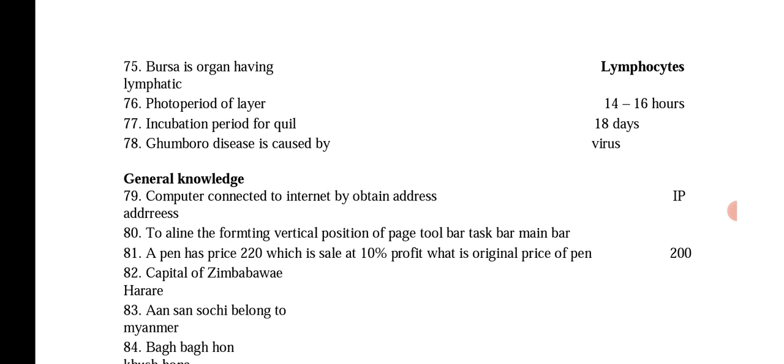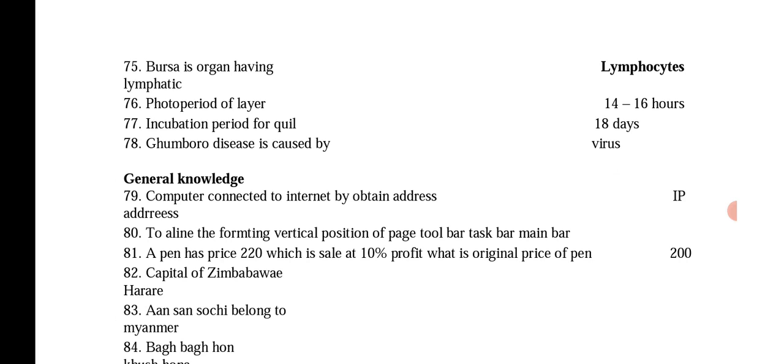Gumboro disease is caused by a virus. A computer connected to the internet is identified by an address known as the IP address.